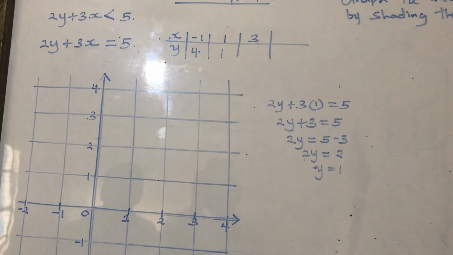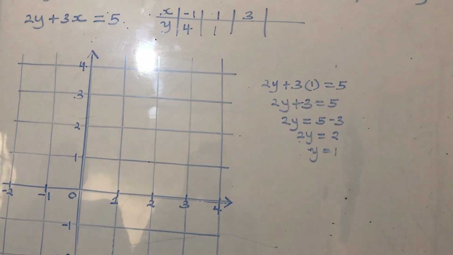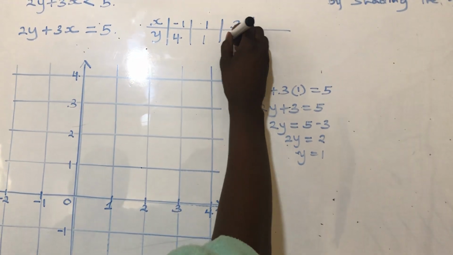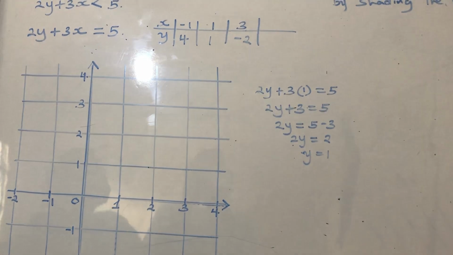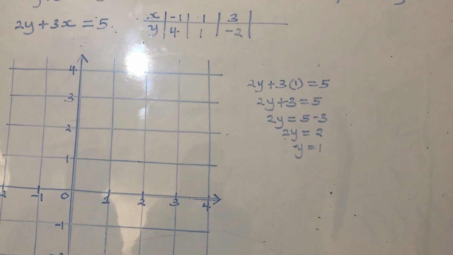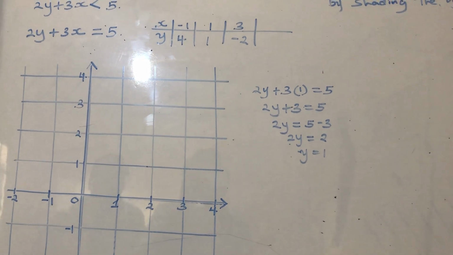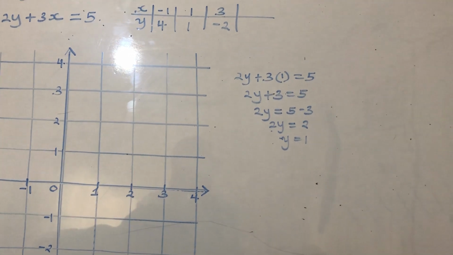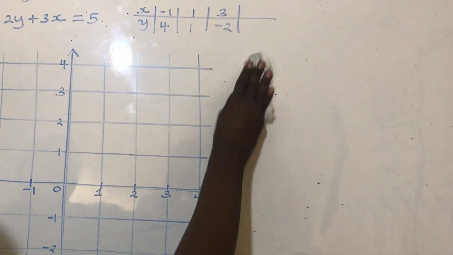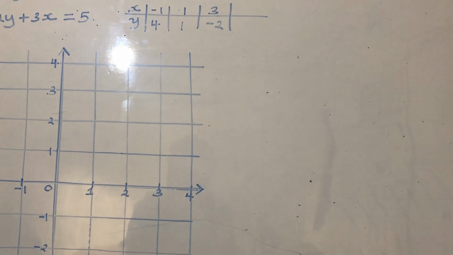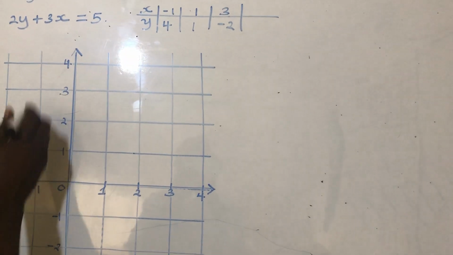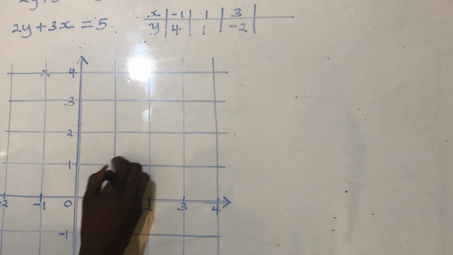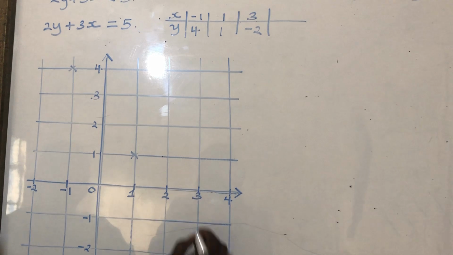Hoping that you are moving with me, do the 3 for yourself. The value of the y should give you -2. Please confirm if that is true. What do we do after we have done our table? We will then plot these points. What are the points? -1 against 4, 1 against 1, and 3 against -2.